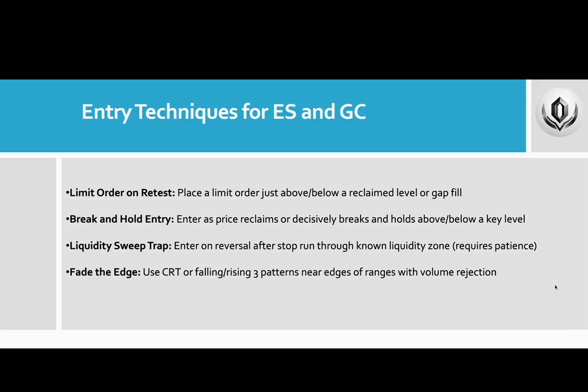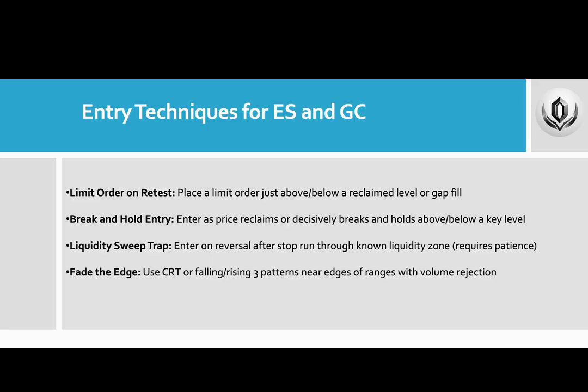So, these techniques for entering. The limit order retest is an ideal one for when price has already shown its hand. Let's say it breaks a key level like the VWAP, or it fills a gap. We don't want to chase it. We want to wait for it to come back, retest that level from the other side, and then we place a limit order right at that retest. It's patient and it's clean. And we're going to have a look at what this looks like on the chart.